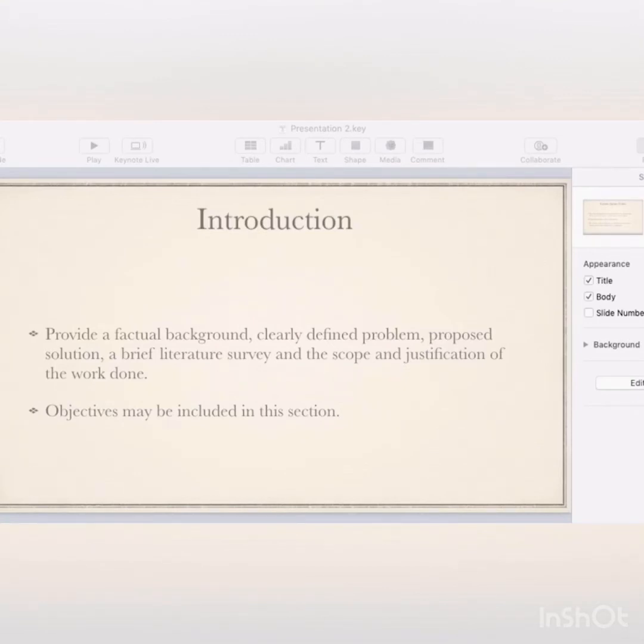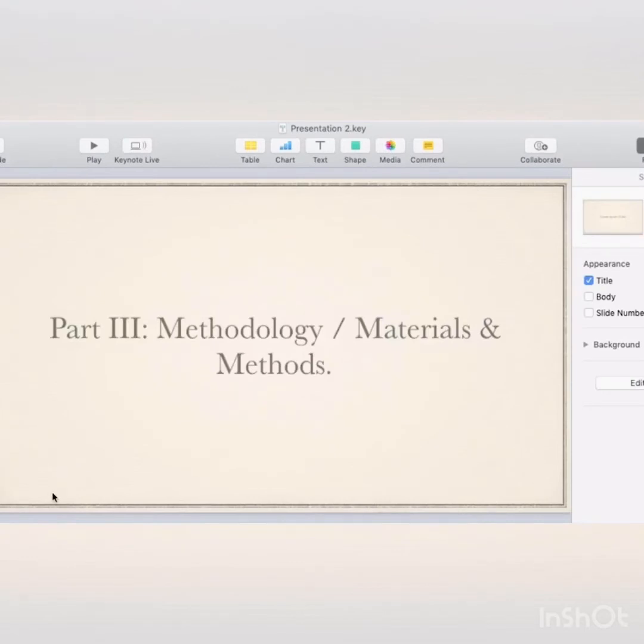Again, any previous literature may arise from websites or different journals, and this must be cited, as we'll discuss later. Objectives may also be included in this section, particularly the specific objectives or the research questions. The third part is the methodology, or the materials and methods.